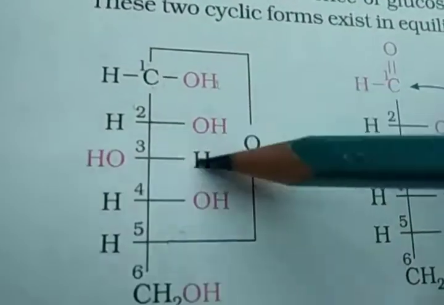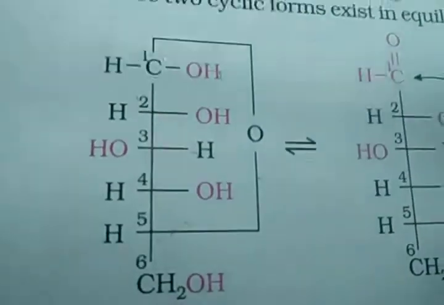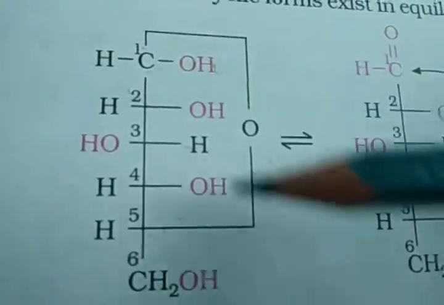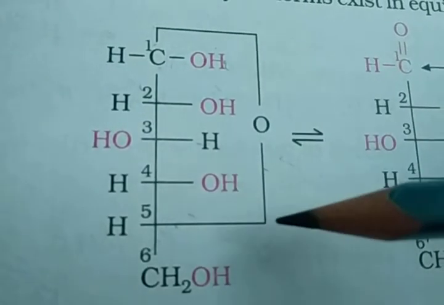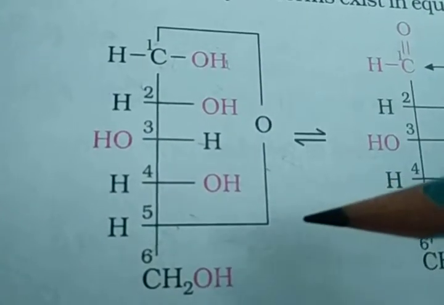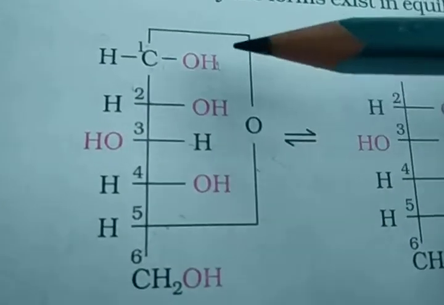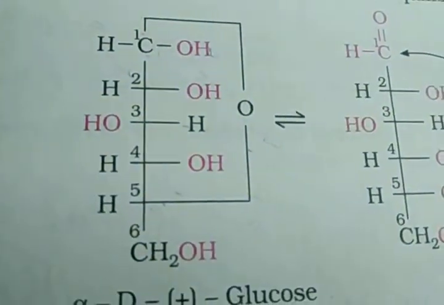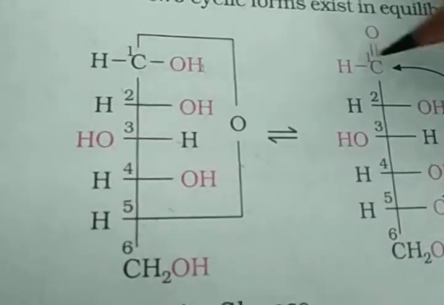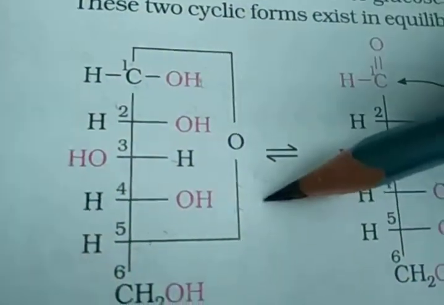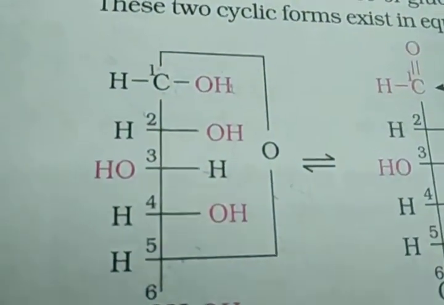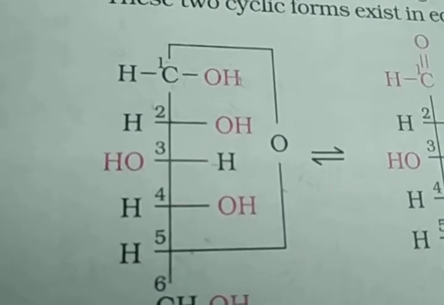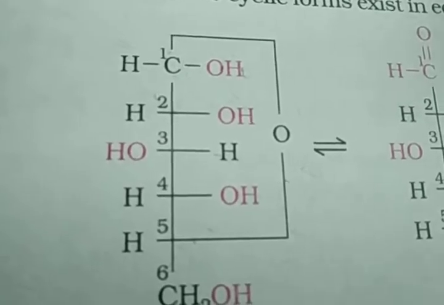Despite having the aldehyde group, glucose does not give Schiff's test and does not form the hydrogen sulfite addition product. Then the pentaacetate of glucose does not react with hydroxylamine, indicating the absence of a free CHO group, because the CHO is bound here, so it gives no reaction.